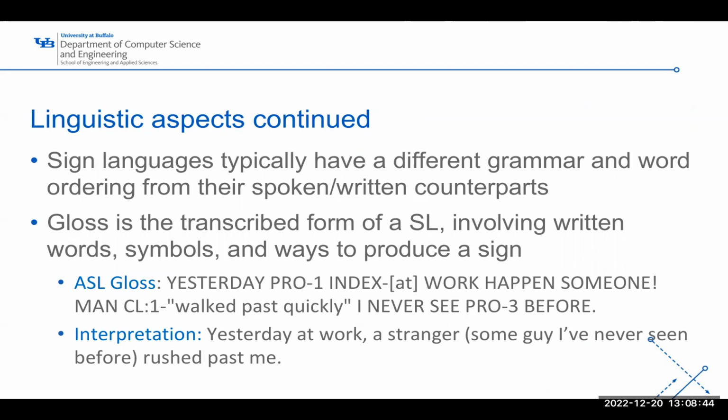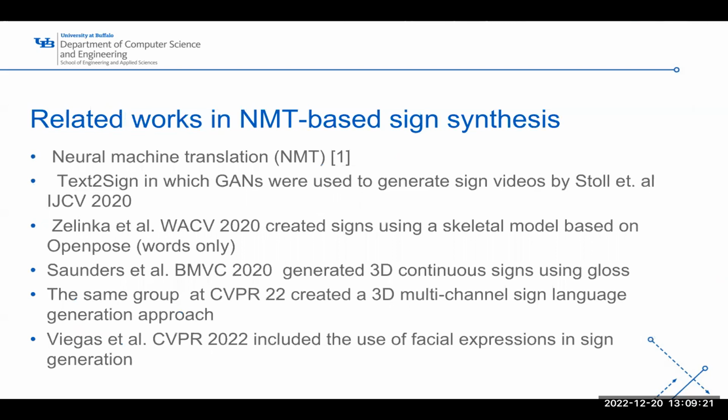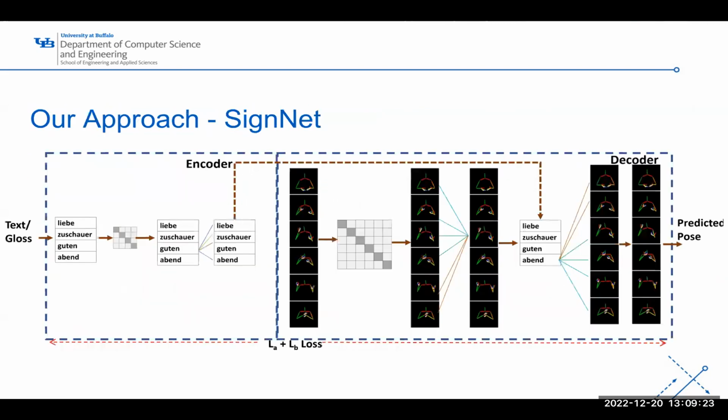Sign language has different grammars, it has different word orderings from its spoken counterparts. And so we really have to learn that mapping. Now, gloss is a transcribed form of sign language, which involves written words, symbols, and the ways to produce a sign. So you look at something like this complicated writing, and the interpretation in the spoken version would be, yesterday I worked, a stranger brushed past me. That just gives you a sense of the complexity of gloss to sign. These are just some related works that can be seen in the paper.